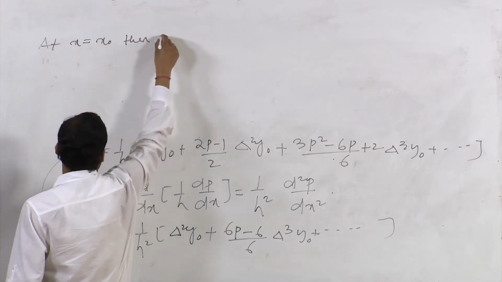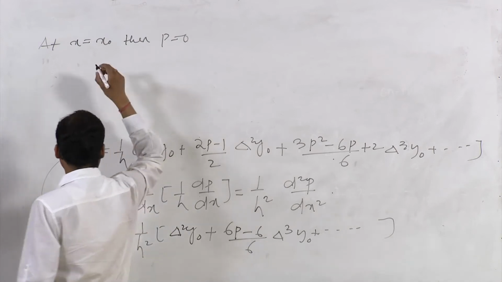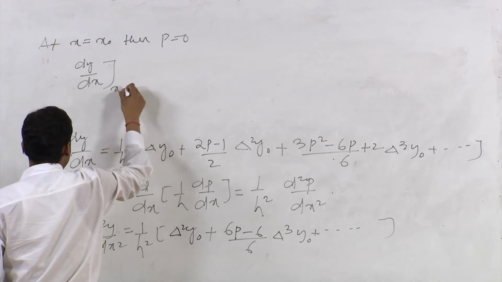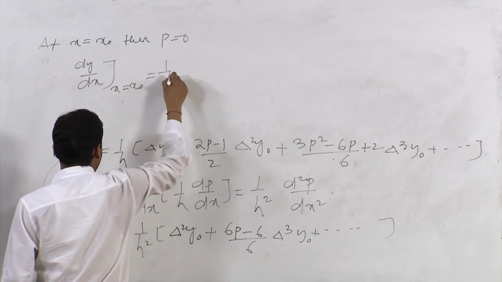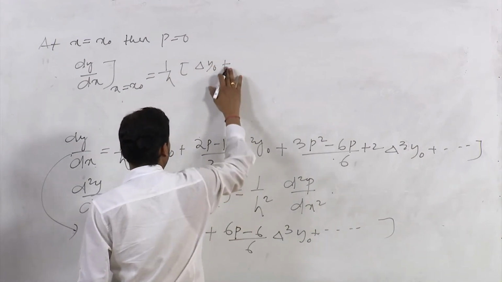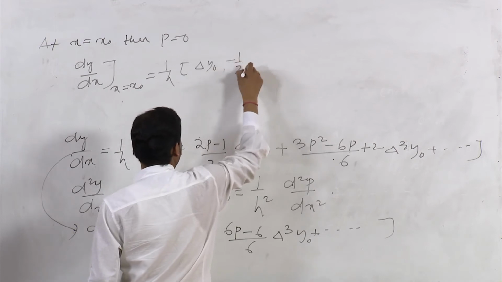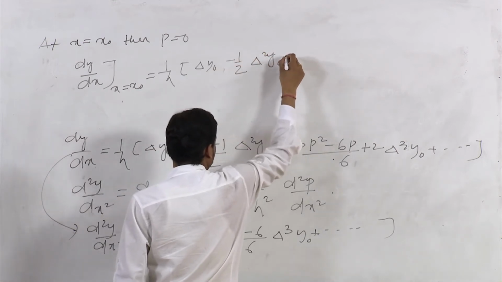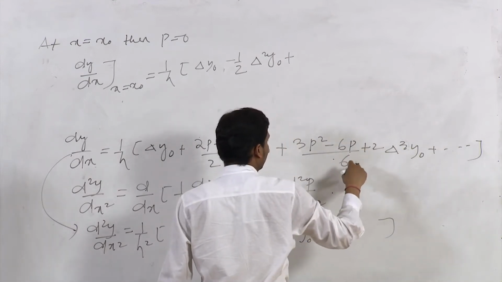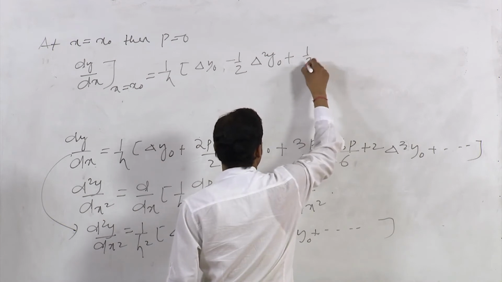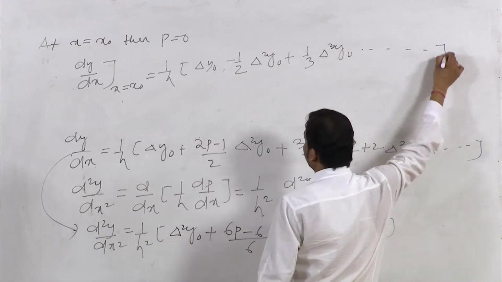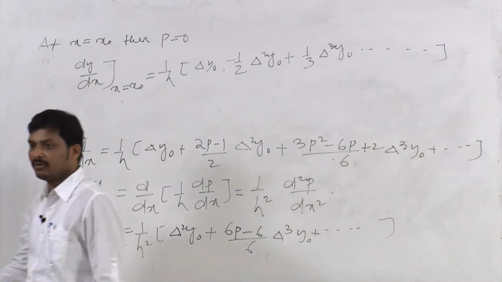Then we can say that p equals 0 at that point, and we can write dy by dx at x equals x0 as 1 by h delta of y0. Since p equals 0 here, we can write this as minus half delta square of y0 plus 2 by 6 here. So, that is why you can write 1 by 3 delta cube of y0. All other points will be considered in that form only.